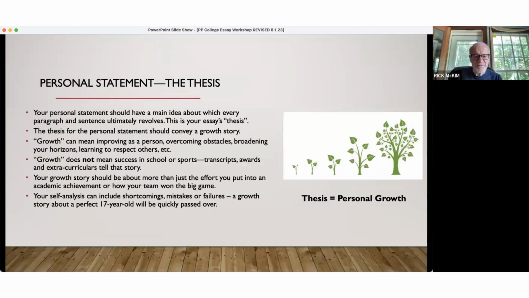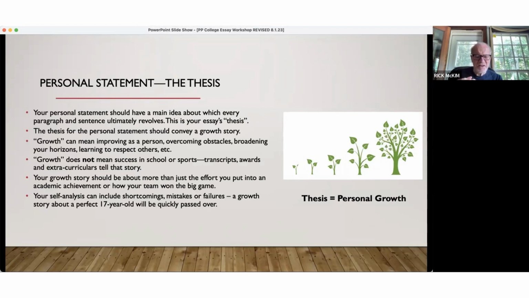The thesis. Your personal statement should have a main idea about which every paragraph and sentence ultimately revolves. This is your essay's thesis. We're using thesis a little differently than we do when we're talking about an academic subject or a school essay.